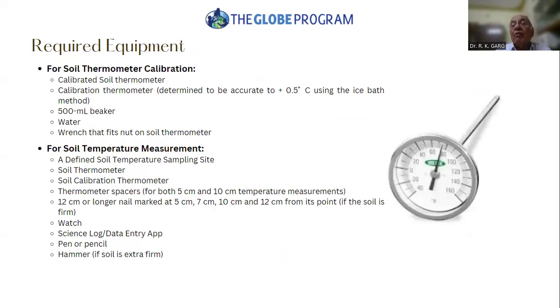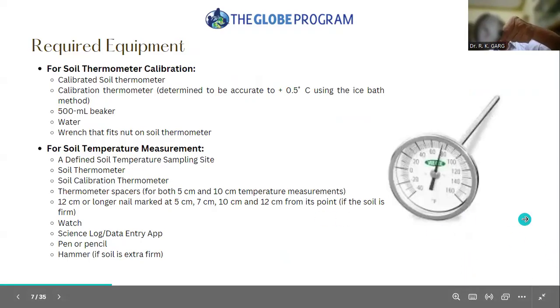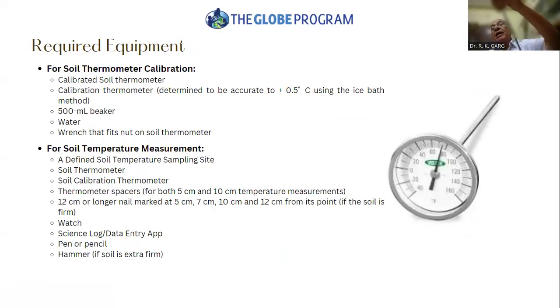So what do we require for the soil temperature? We need a calibrated soil thermometer. Now, what is a soil thermometer? Can you see something in my hand? Hello? Can you see? This is a very big, very long thermometer which has the shape of a nail, and it is a very long nail with a dial on it. One can see here also in this picture.